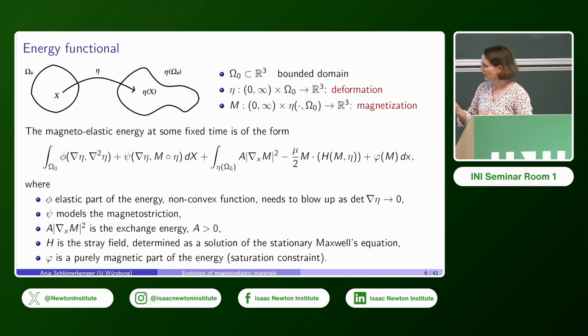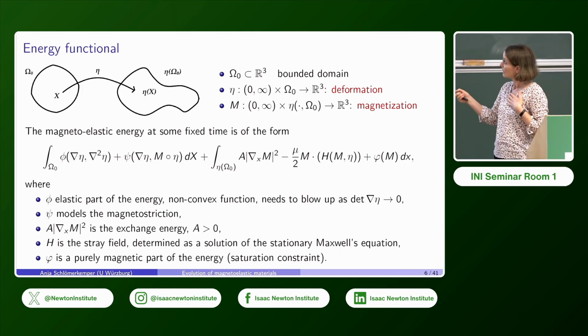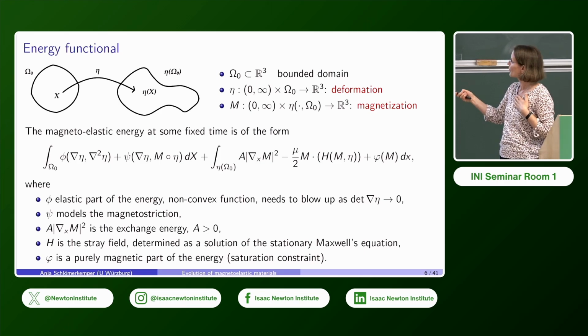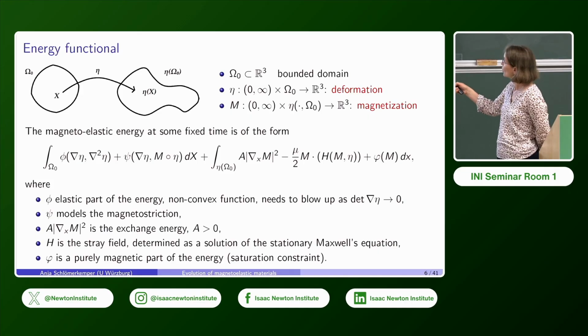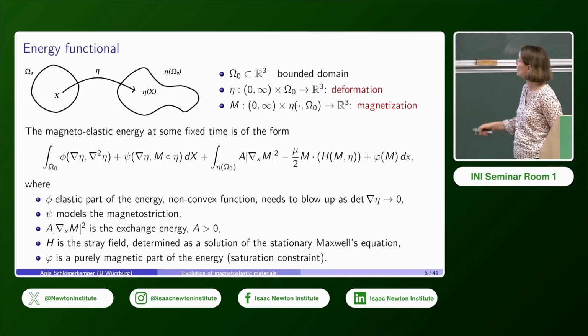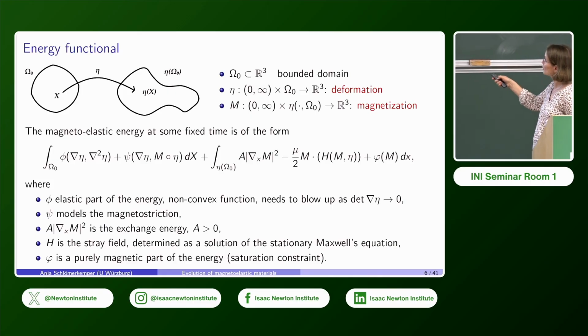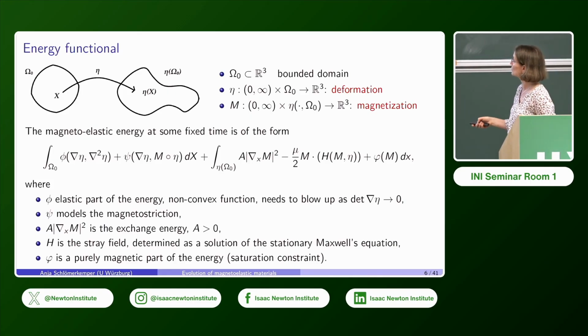Let me set up the frame. Let's first think about elasticity. We would have our reference configuration here. Capital X is the Lagrangian coordinate. We have a deformation eta mapping the domain omega 0 to eta of omega 0, and x to eta of x. So omega 0 is just a 3-dimensional bounded domain, so we work all the time in 3 dimensions. Eta is our deformation that may depend on time. I'll come back to this later.